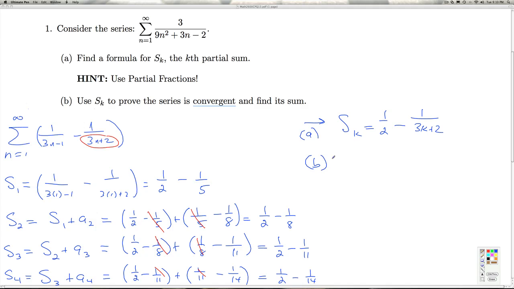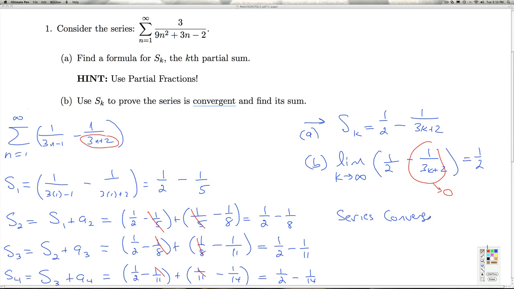So in part B, what's the series? Well, the sum of the series, by definition, would be the limit of the value of the partial sums. And as k goes off to infinity, I get 1/2 there. And this term is going to go to 0. So, does the series converge? Yep. So the series converges, and it converges to 1/2. So the sum of this series is 1/2. And that'll do it for checkpoint quiz 13.